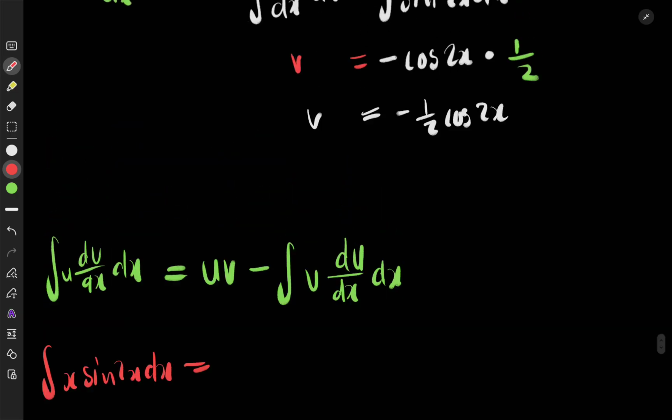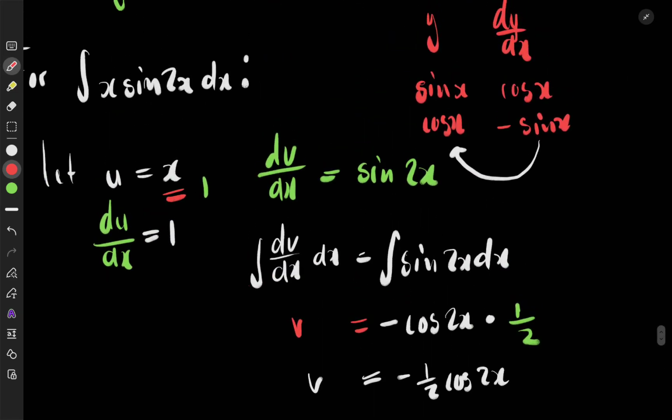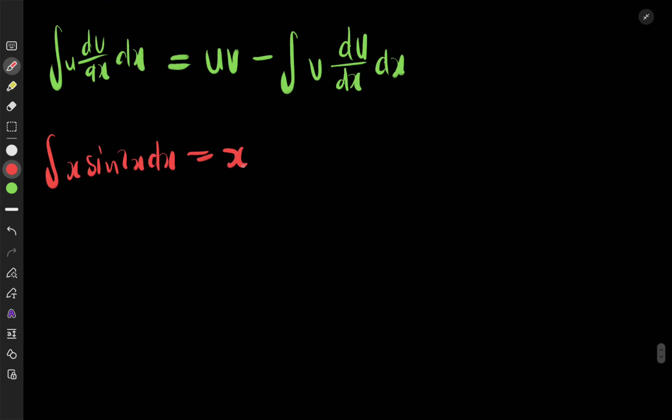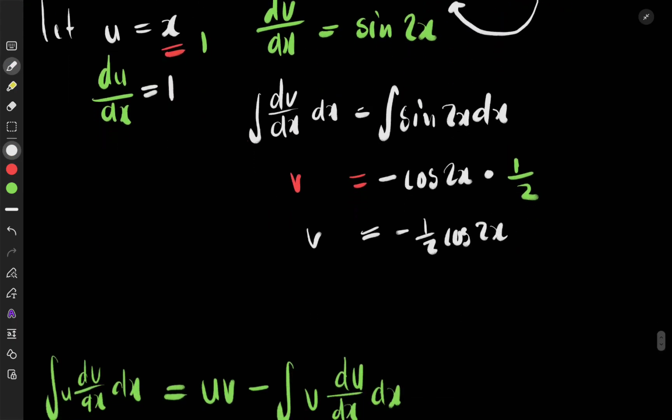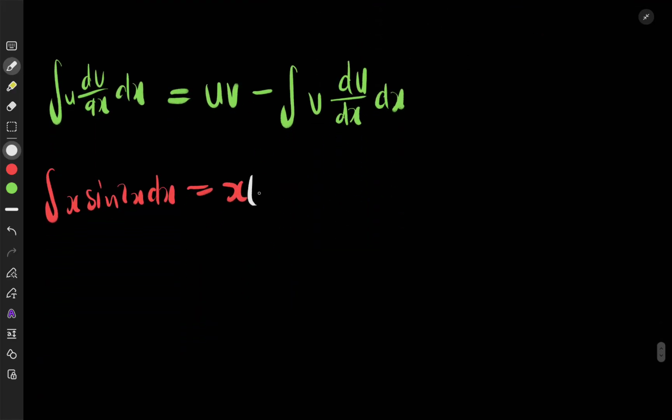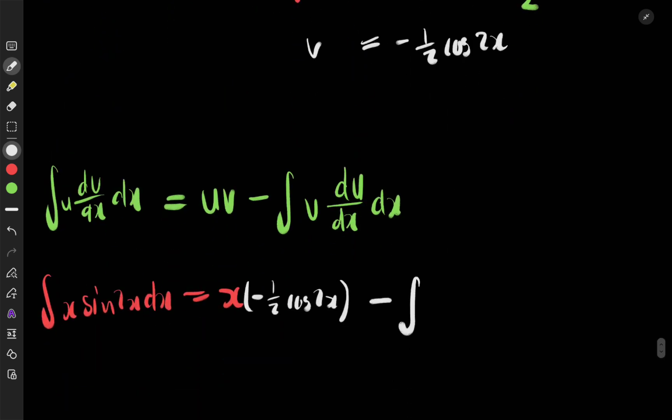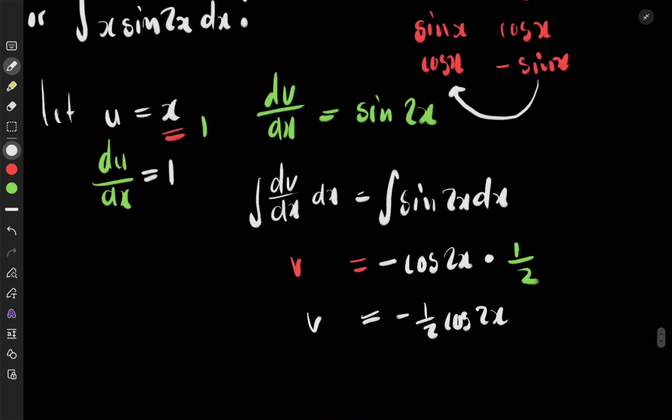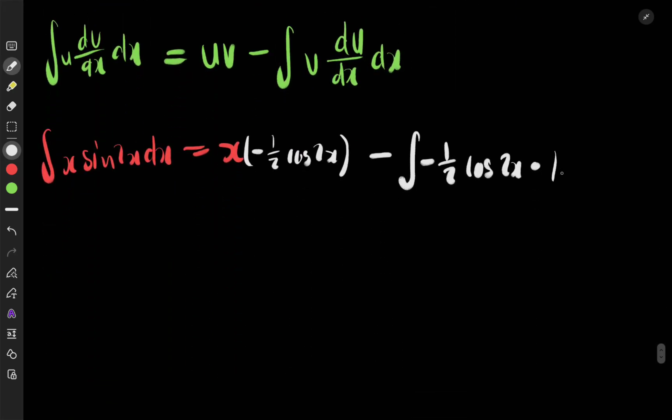What is my u? u is x, okay? So it's going to be x multiplying my v. Here's v, negative half cos 2x. So multiplying negative half cos 2x, like this. Then you say minus the integral of, what is v? Here's v again, negative half cos 2x, and this is multiplying du/dx, which is 1, and we are integrating it with respect to x, like this.